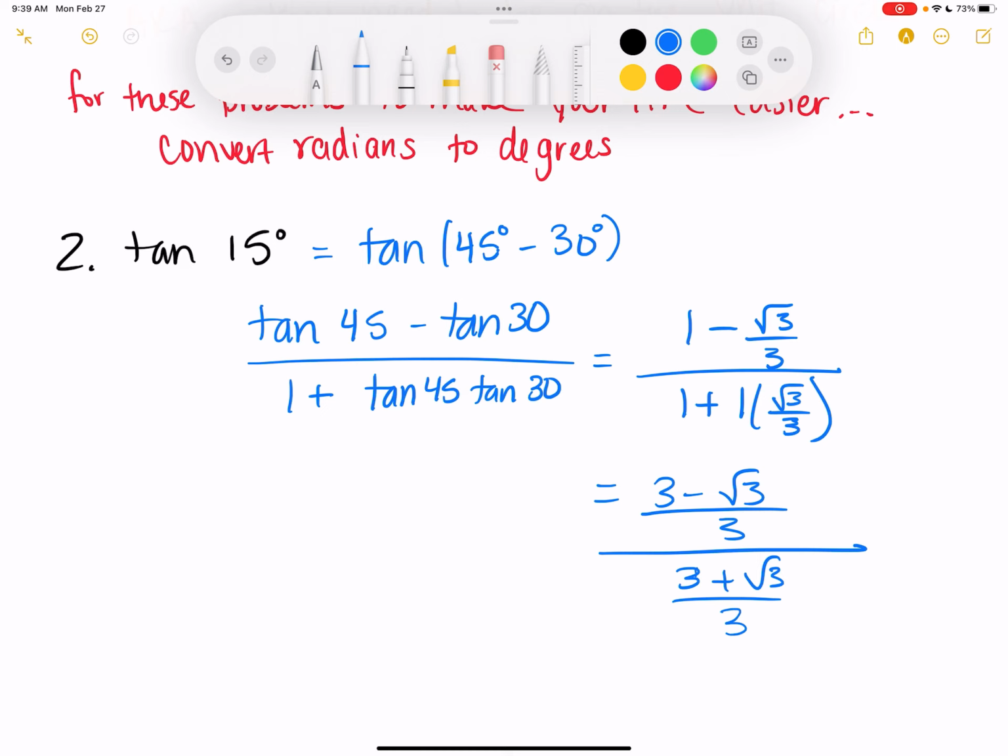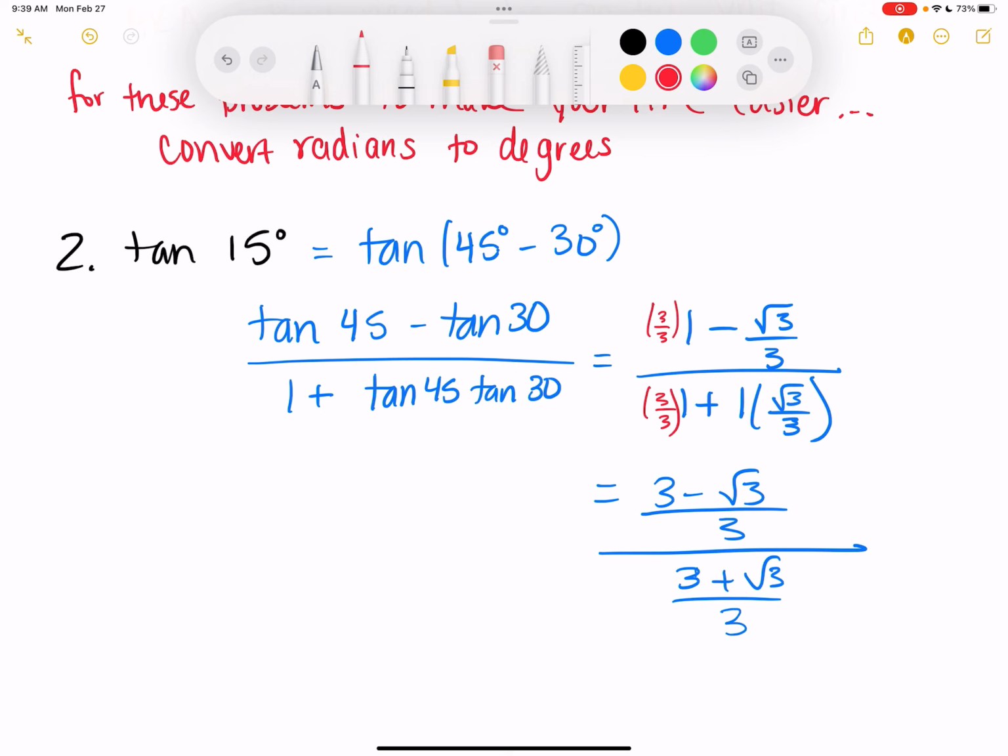Now what? Wait, what did we do? I just multiplied the 1s by 3 over 3 so that I would have a common denominator. So all I did was that. So now what?